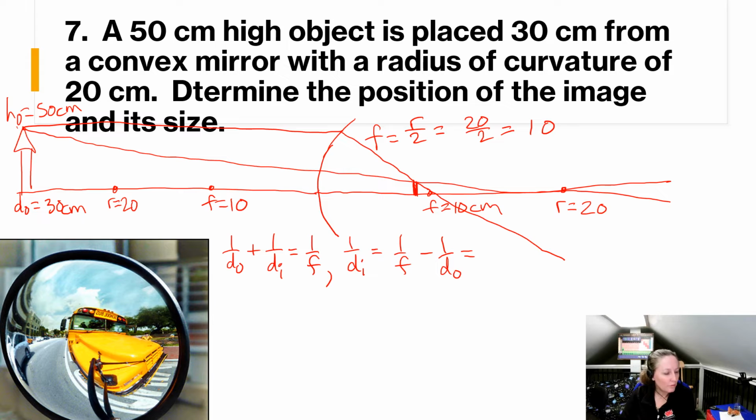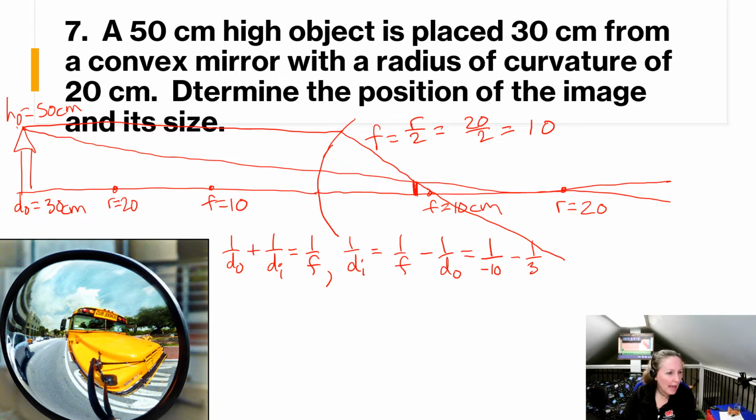So 1 over focal point. What do we have this time? We're using the focal point that's behind the mirror as such. So what do we have? We have a value that is actually, I'm going to just double check. Yes, it is negative 10. And then we have a distance of object. That's positive because it's on the front of the mirror as such, of 30.